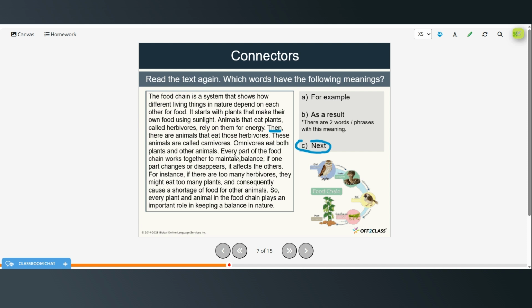Every part of the food chain works together to maintain balance. If one part changes or disappears, it affects the others. For instance, that would be the same as for example. If there are too many herbivores, they might eat too many plants, and consequently is the same as as a result. And then "so" also would be as a result.